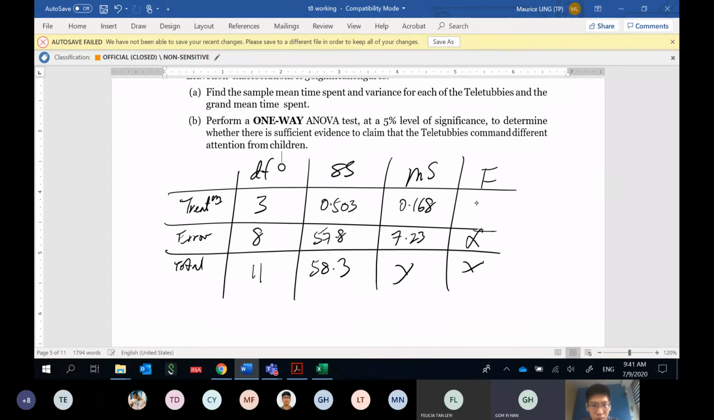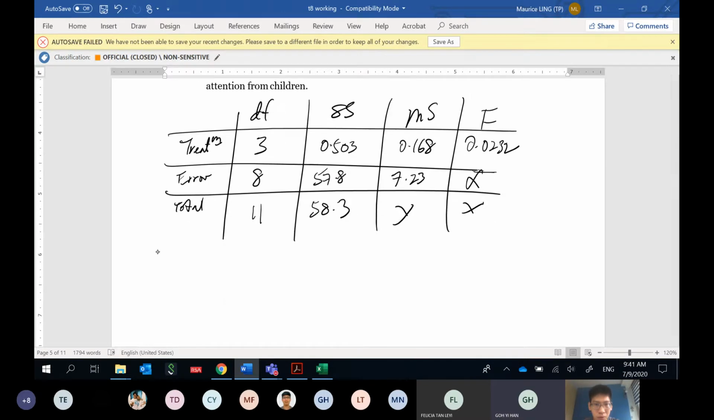The F statistic would be 0.0232. Depending on how many decimal places you leave, with three significant figures you get this. If you leave four significant figures, you get a slightly different answer, although the F statistic will be the same. So what is the critical value? At 0.05, the first degree of freedom is 3, and the second degree of freedom gives 4.07.